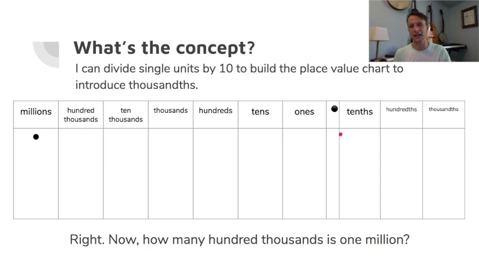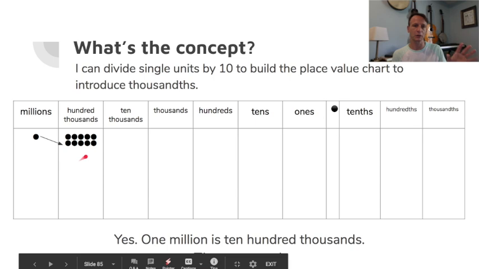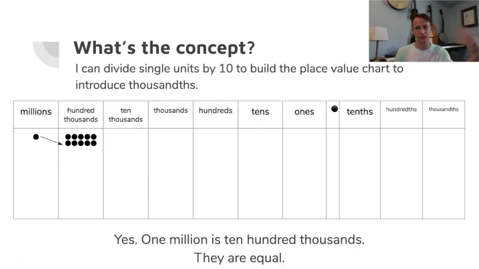So how many hundred thousands is that 1 million? Okay, well, what we're doing is decomposing. Remember that word? Decomposing it, busting it out. If you have 10 hundred thousands, that makes 1 million, okay? So there's no mathematical operation going on here. We're just regrouping, decomposing, right? Okay, so those are equal.